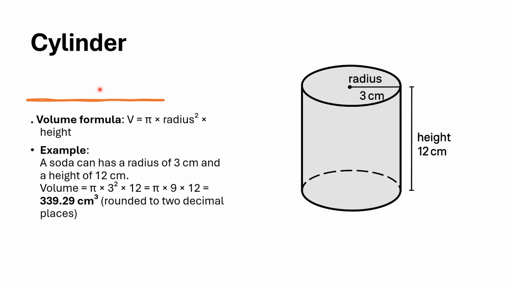In a cylinder, the formula is equal to pi times the radius squared times the height. In the example of a soda can, the radius would be 3 centimeters, the height is 12 centimeters. So in this case, the volume is pi times 3 squared times 12, which is pi times 9 times 12, which is 339.29 cubic centimeters, and that's rounded to 2 decimal places.